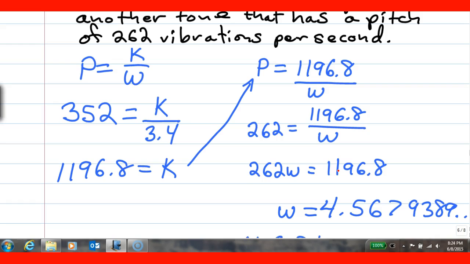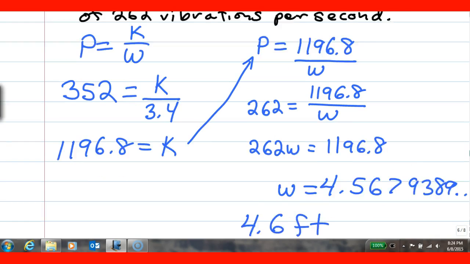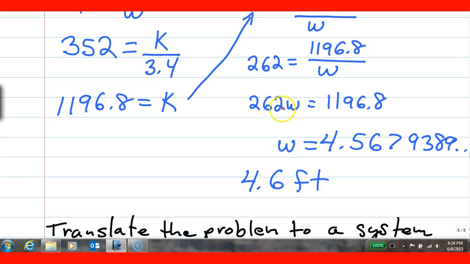That clears it off the left, so I end up with 262W equals 1196.8. The last step now is to divide out that 262 on both sides of the equal sign. Once I divide that out, I'm left with W, or wavelength, equal to 4.5679389, and so on. It just continues out. So I'm going to round this one off to the first decimal place, and I've got approximately 4.6 feet. Don't forget the feet, or the units.